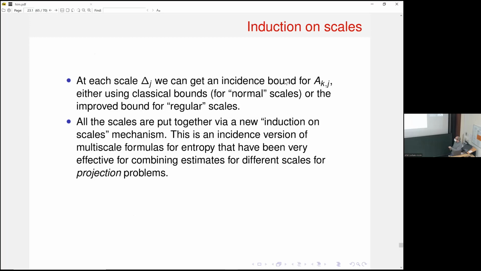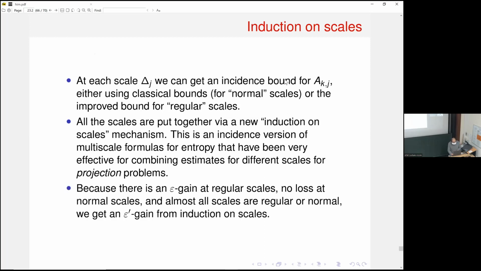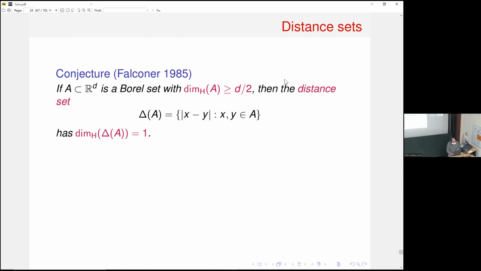And this is what takes most of the space of the paper, which is quite long. So putting all of the scales together is another new thing in the paper, which hopefully will be useful for some other problems as well. And again, because there is an epsilon gain at positively many scales, this gives some other epsilon gain overall when we combine all of the scales. Okay, and I have 30 seconds.